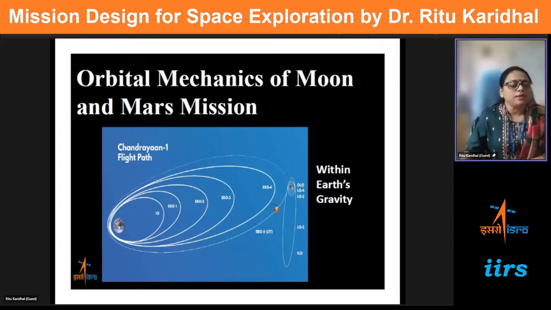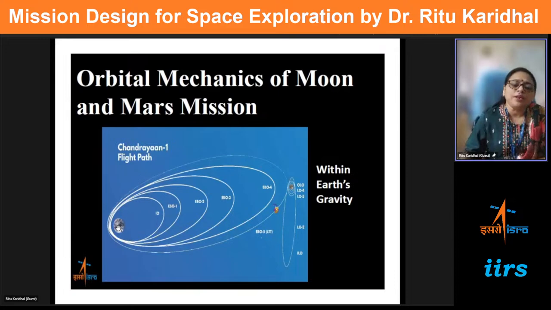So let us see, here I am just trying to discuss with you a few of the aspects which are very important when we try to design a mission to go to the moon or Mars. I have covered here some of the orbital tracks of the Chandrayaan-1 mission, which is called the flight path. Here you can see Earth, and the moon revolves around the Earth.